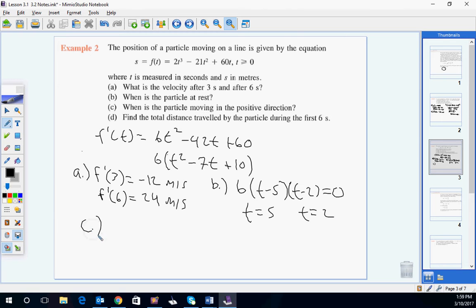So for C, I like to set mine up like this. 2, 5. I know that after 5 it's positive because of the 6. I know between 2 and 5 it's negative. I need to figure out less than 2. I would just put 0. 0 is always easy. 0 would be 60. So it's positive here, so it's moving in a positive direction. Less than 2, bigger than 5.